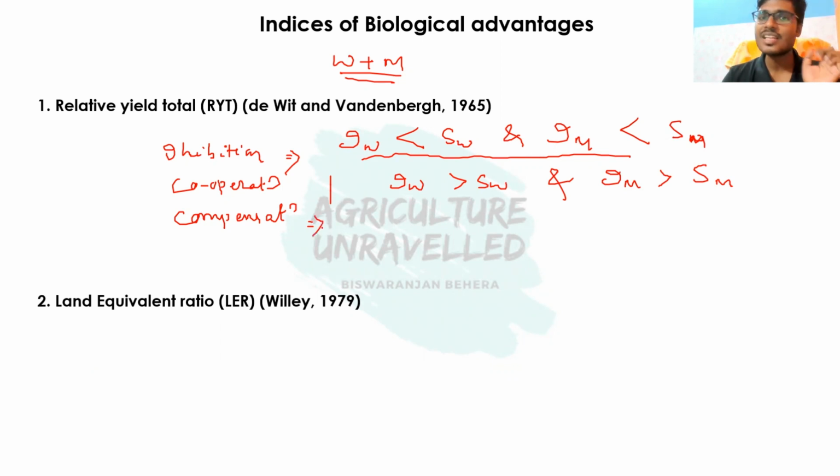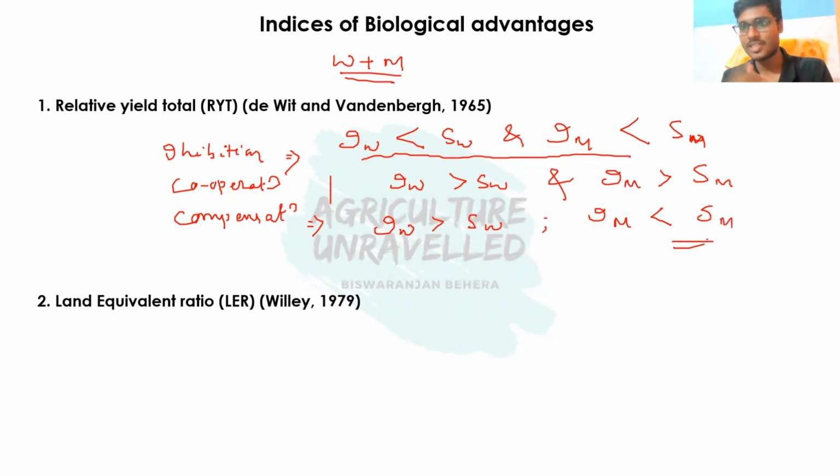And compensation is when the yield of one crop is higher than its sole crop, but the yield of the other crop is lower than its sole crop. For example, in the case of wheat, the intercrop yield is higher than the sole crop yield, but the yield of mustard is lower than the sole crop yield. So this kind of relationship is compensation.